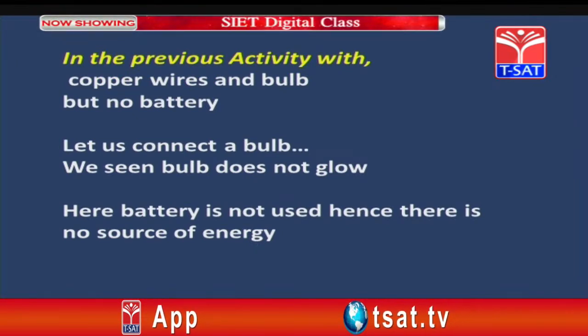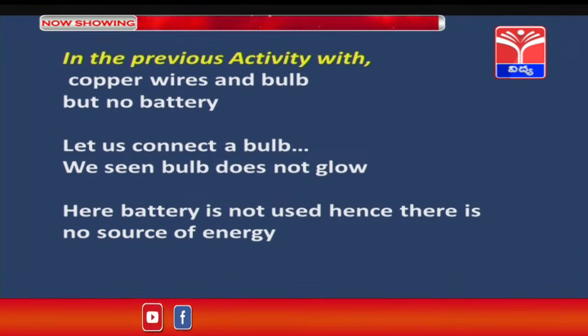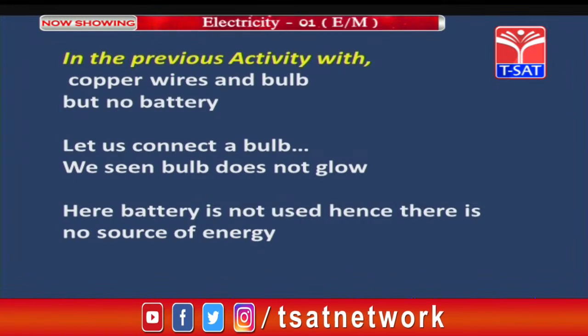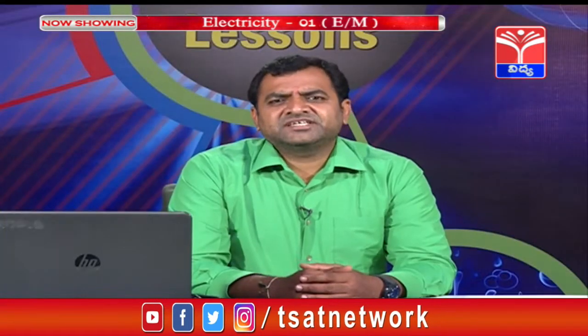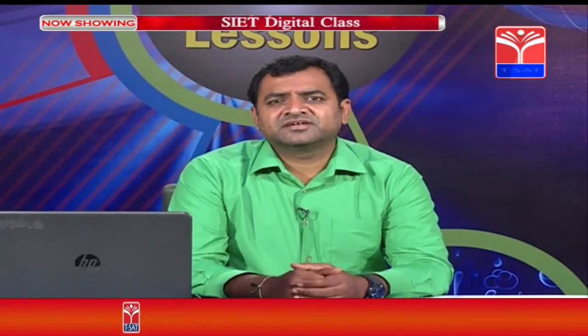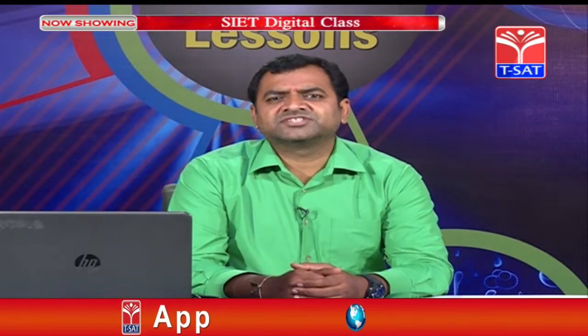In the previous activity with copper wires and a bulb but no battery, let us connect a bulb. We see the bulb does not glow. Here the battery is not used, hence there is no source of energy. A battery supplies electrical energy by maintaining constant potential difference across the ends of the wire.